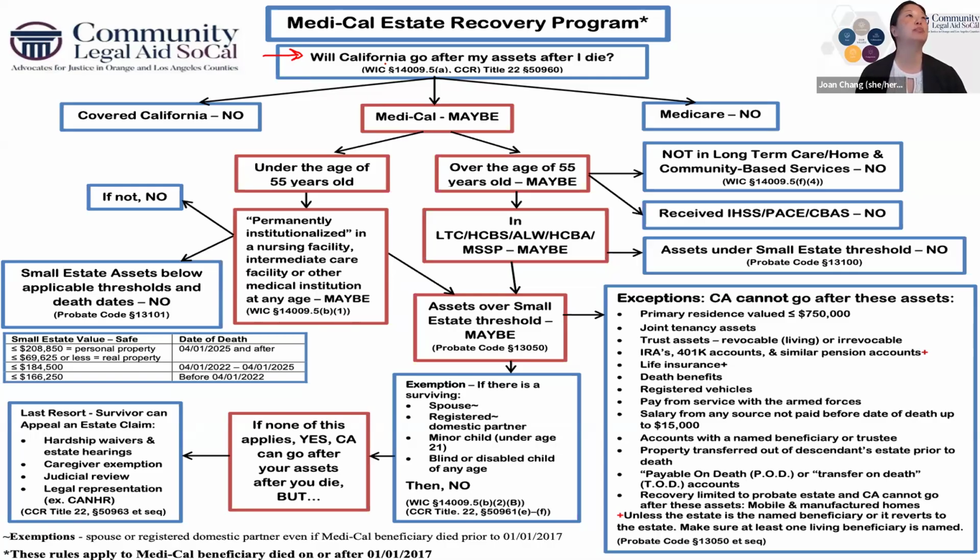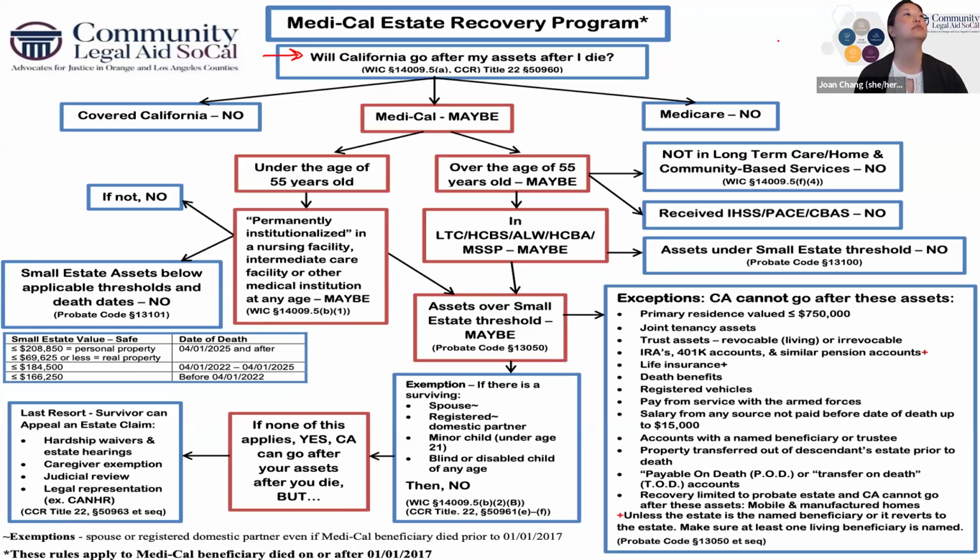We want to make sure we're answering these questions as they come up. We're going to be starting up here. Throughout this presentation, we're going to go down the flowchart, and we're going to hit each of these boxes with different categories. So let's start up here again. Will California go after my assets after I pass away? That's the ultimate question that hopefully we'll answer at the end of the presentation.